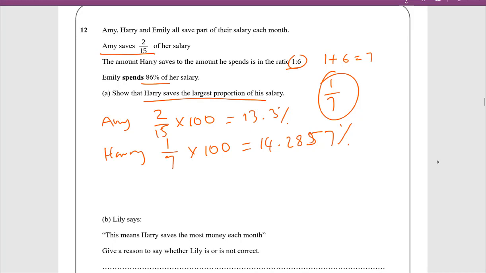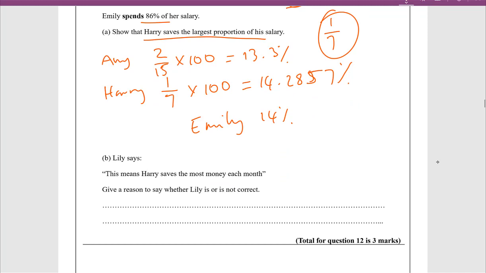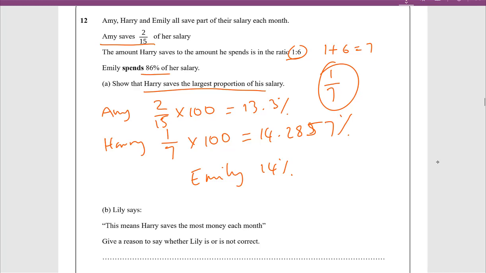Now let's have a look at what's going on here. It says show that Harry saves the largest proportion of his salary. Emily saves 14%. Where did we get that Emily saves 14%? Because Emily spends 86%, so it'll be 100 take away 86%, and that gives us 14%. So Emily saves 14%. We showed that Harry saves the largest proportion because Harry's percentage is the highest, which is 14.28, Emily's is 14, and Amy's is 13. So we know that Harry saves the most percentage. So we showed that calculation.